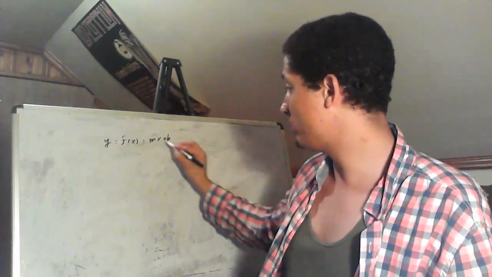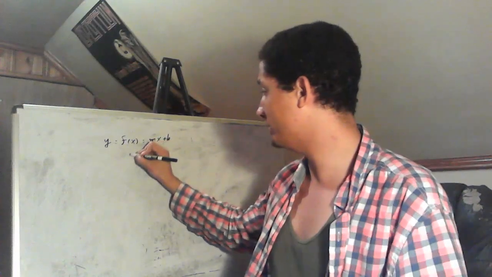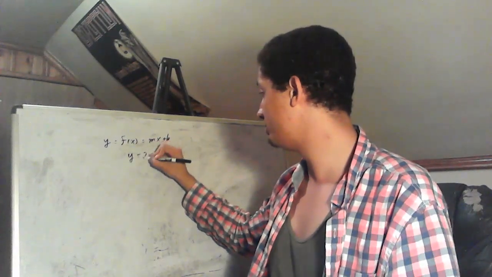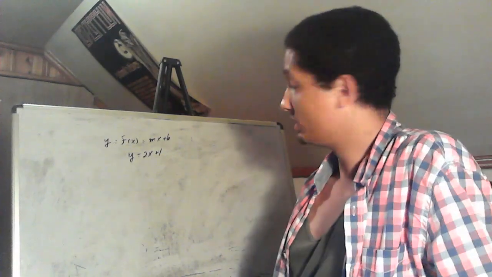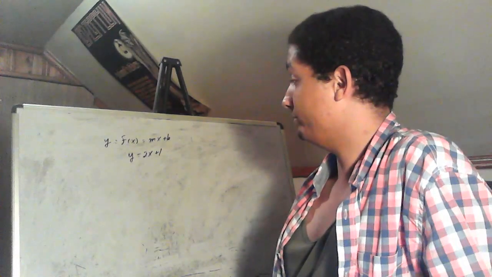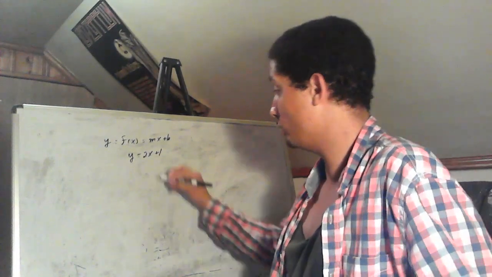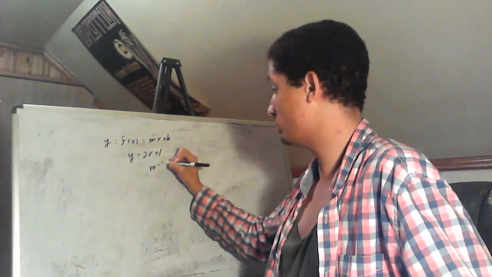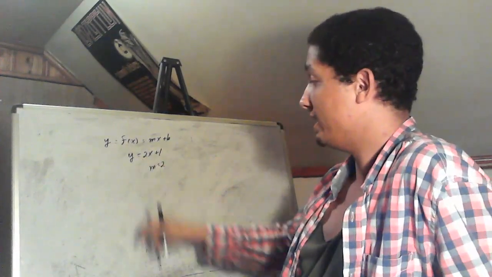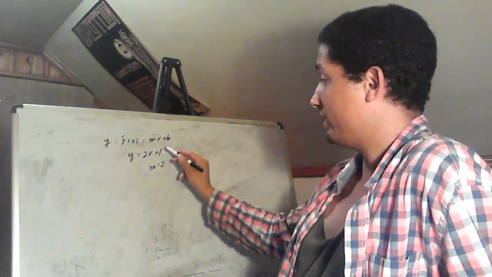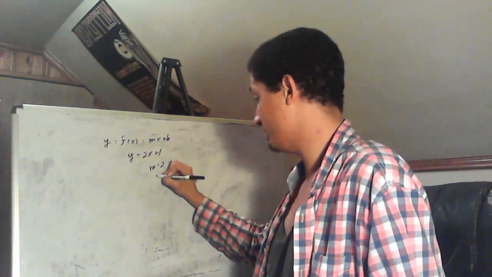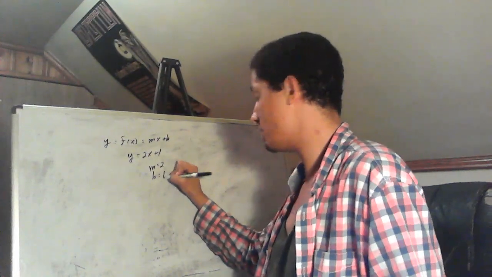When you have it written in this form, for instance y equals 2x plus 1, you can very quickly read off what the slope is. The slope is m equals 2. It's always the coefficient in front of the x term. The y-intercept is b equals 1.